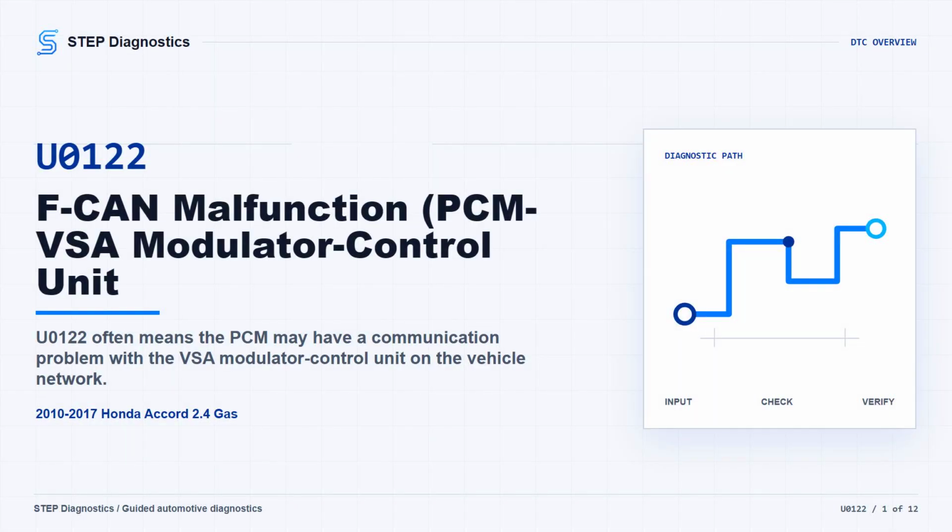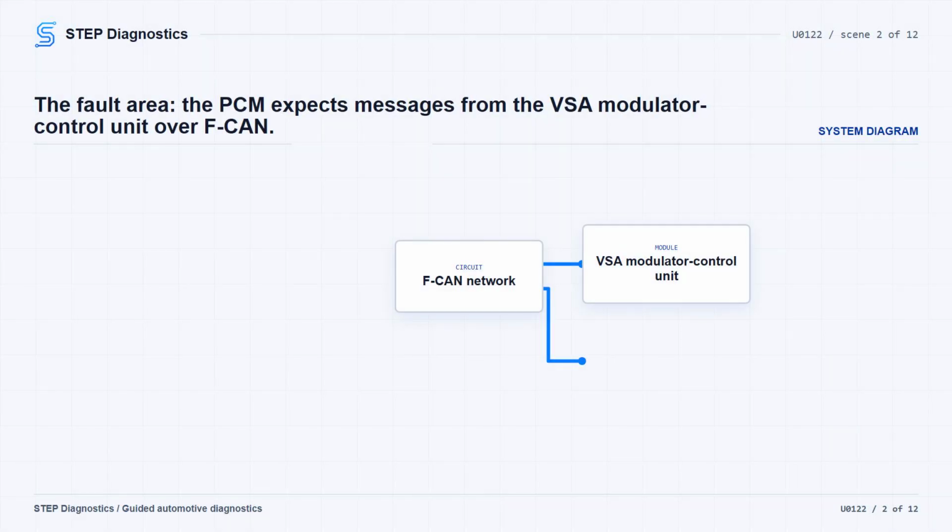On this Accord, U0122 is a communication fault between the PCM and the VSA Modulator-Control unit on the FCAN network. In plain terms, the engine controller may not be getting the VSA messages it expects. The vehicle may have brake, ABS, or stability control indicators stay on, and the fault area can be a possible network issue, connector or terminal problem, module communication problem, or software-related issue.